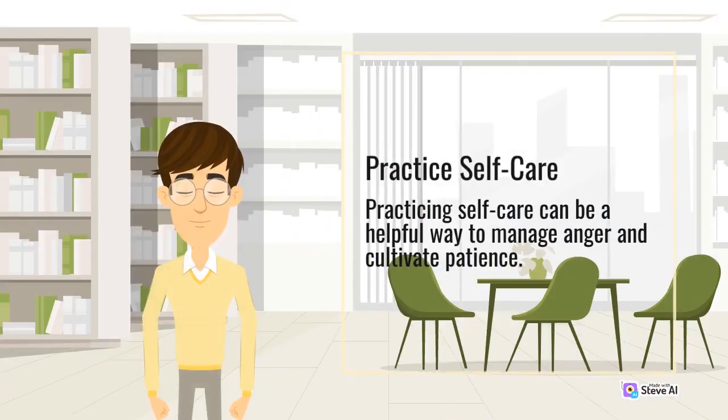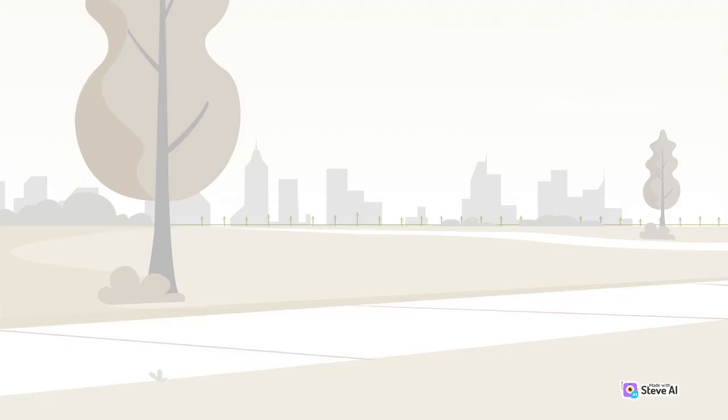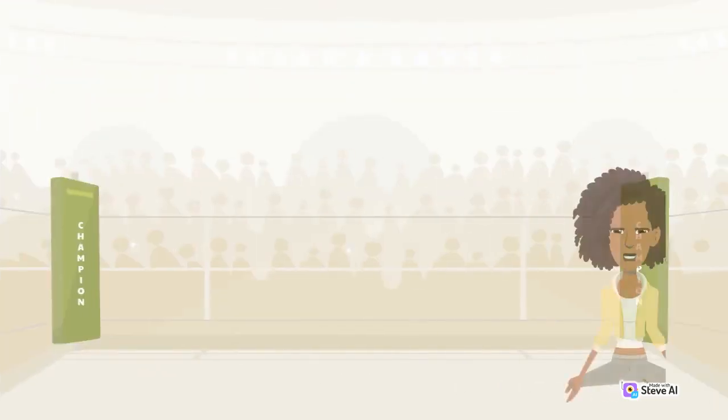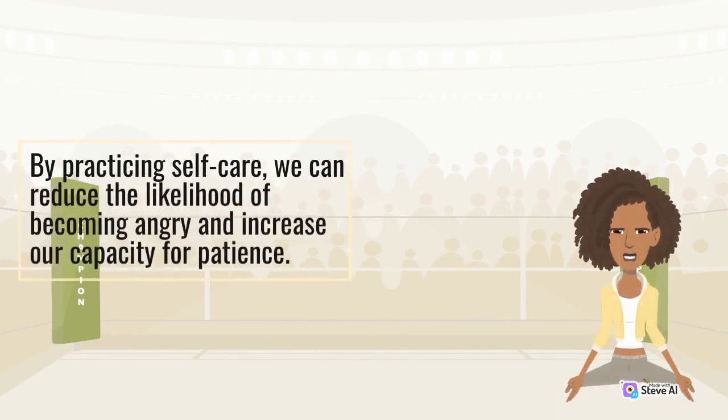Practice self-care. Practicing self-care can be a helpful way to manage anger and cultivate patience. This involves engaging in activities that promote well-being and reduce stress, such as exercise, meditation, or spending time with loved ones. By practicing self-care, we can reduce the likelihood of becoming angry and increase our capacity for patience.